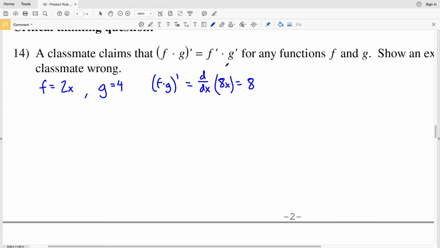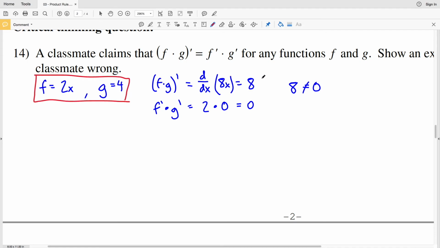so the derivative of 8x, which equals 8. Now the derivative of f times the derivative of g equals, well, the derivative of f is 2 times the derivative of g. G is a constant, so that derivative is 0. 2 times 0 is 0. And right away, we can see that 8 does not equal 0. So here's one example that proves our classmate is wrong. F equal to 2x, g equals 4, and we can show that 8 does not equal 0.